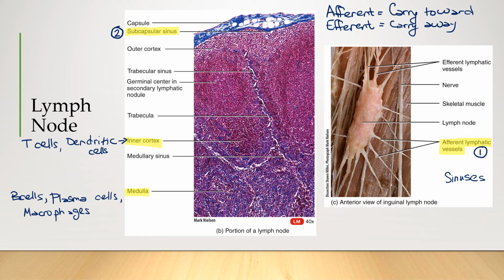From here, the lymph flows through trabecular sinuses. Third step of flow through the node. And these trabecular sinuses extend through the cortex parallel to the trabeculae. You can see here, they kind of run alongside the trabeculae. Then the trabecular sinuses will flow into medullary sinuses, which extend through the medulla.